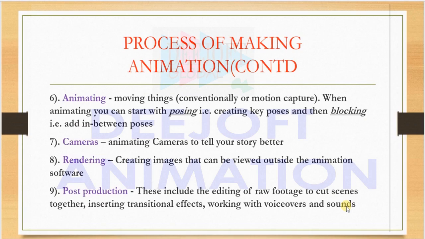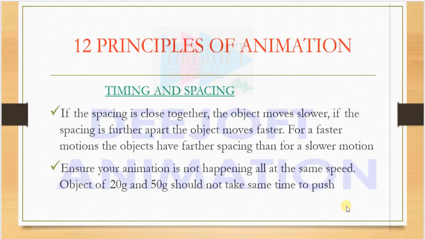Principles of animation. We have 12 principles of animation. Timing and spacing. If the spacing is close together, the object moves slower, and if the spacing is further apart, the object moves faster. Ensure animation is not happening all at the same speed.